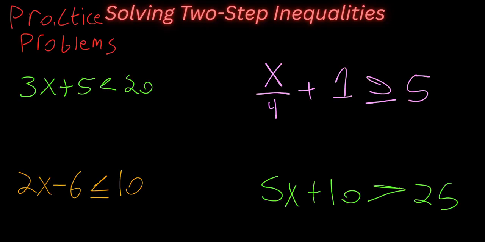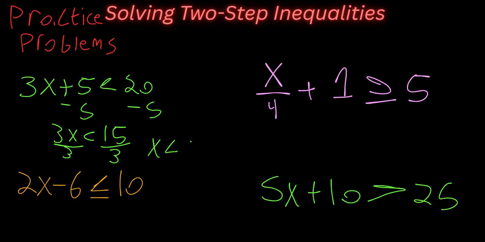Let me set up a set of practice problems for you to work through on your own. Here's a practice set for you to work through, and I'll quickly work through them myself. All right, I'm sure you handled that phenomenally. We're going to approach this like a two-step equation. Subtract 5 on both sides. Then we get 3x is less than 15, and we will find that x is less than 5.